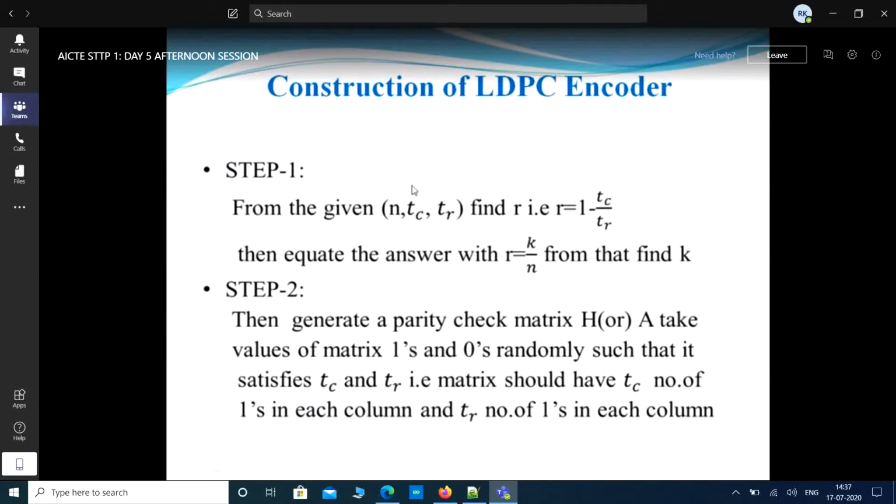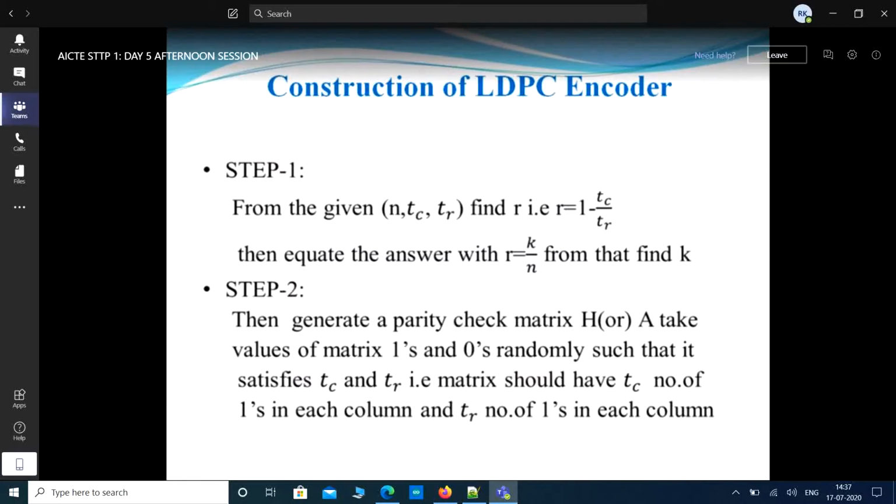Suppose TC is equal to 3. 3 means each column contains 3 ones. So 3 ones in each column should be maintained. Randomly you can fix it, in whatever position you can give the 1, but ultimately each column contains 3 ones. This is the random procedure only, randomly fixing the number of ones and zeros in the rows and columns. That is the second step.